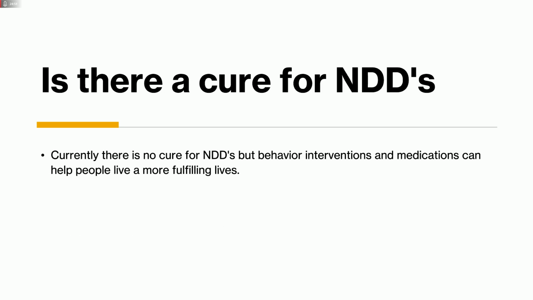Now, is there a cure for neurodevelopmental disorders? No, there is no cure for neurodevelopmental disorders. They will remain with the child for the rest of their lives. But intervention, behavior intervention, and medication in some cases, in severe cases, can help the children live more fulfilling lives.